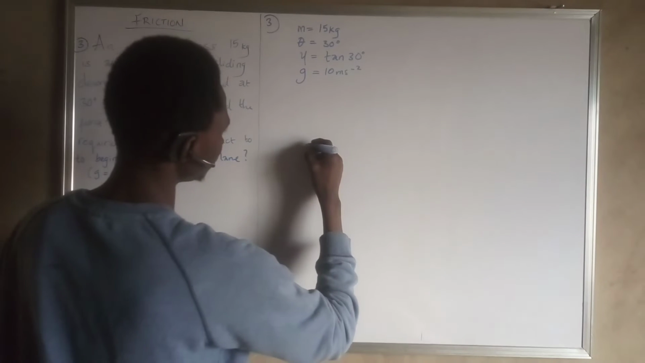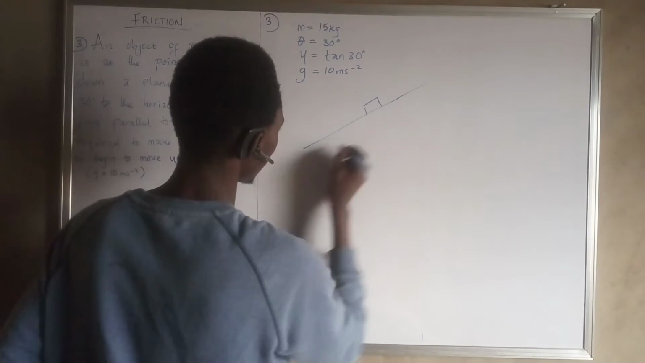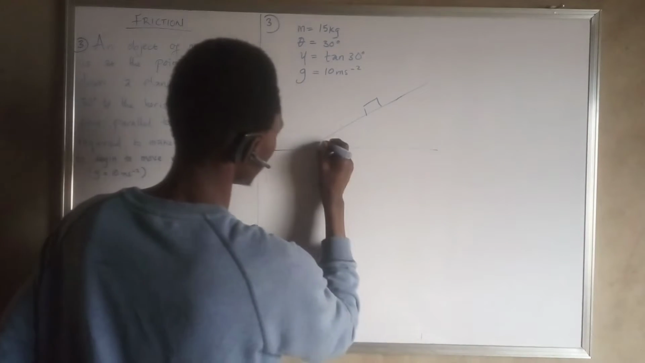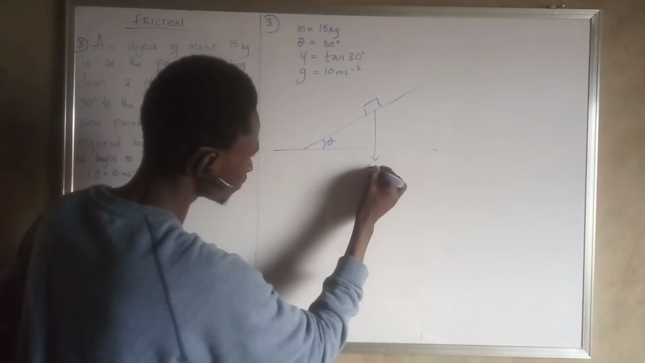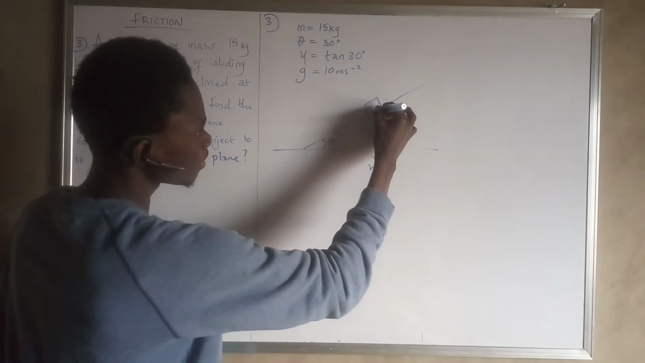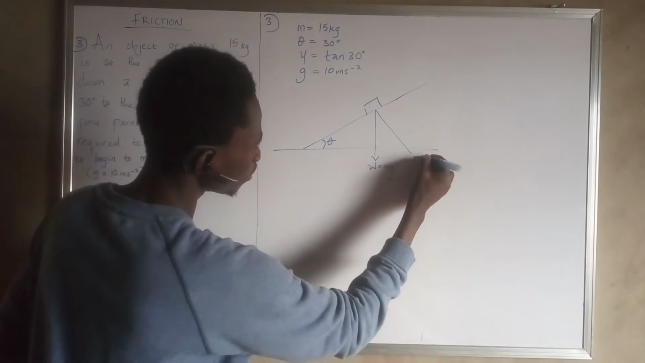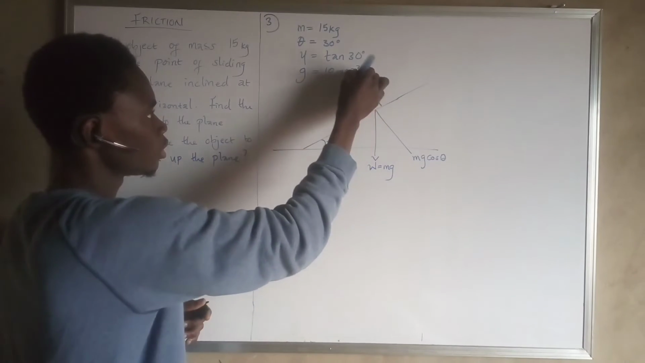Alright, let's go back to the question again. An object of mass 15 kilograms is at the point of sliding down an inclined plane at 30 degrees to the horizontal. Inclined plane. Angle theta to the horizontal. Vertically downward, we have the weight mg. Here we have mg cos theta, and the line perpendicular to this is the normal reaction.